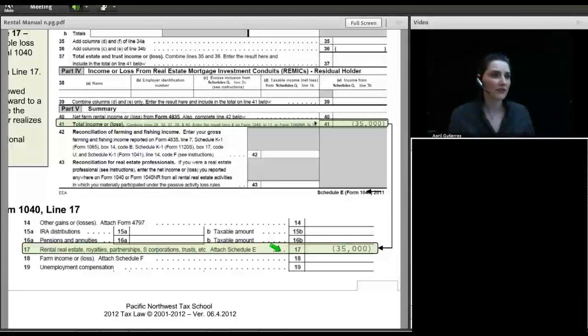So where does that $15,000 unallowed loss live? Well, it lives in the books. It lives in the records. And it's our job as tax preparers and the client's job as well to remember this at-risk amount or this loss that has been disallowed under the at-risk rules and carried forward to a future year.